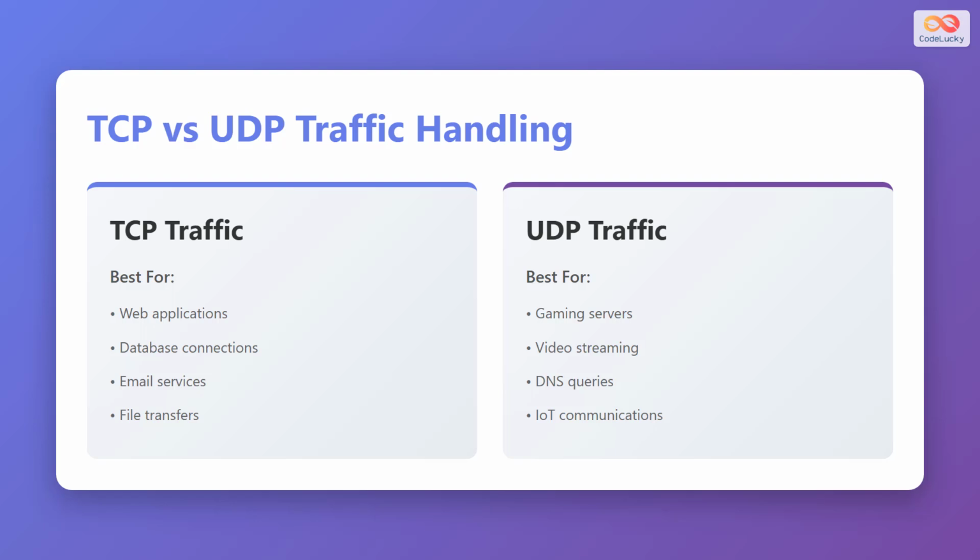NLB handles both TCP and UDP traffic, but they're suited for different use cases. TCP traffic is best for applications that need reliable, ordered delivery like web applications, database connections, email services, and file transfers. UDP traffic, on the other hand, is ideal for scenarios where speed matters more than guaranteed delivery, such as gaming servers, video streaming, DNS queries, and IoT communications where low latency is critical.